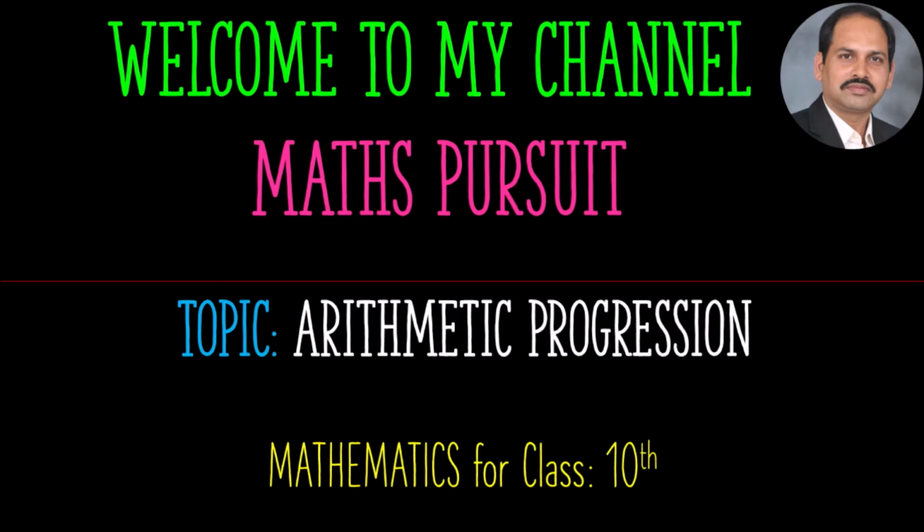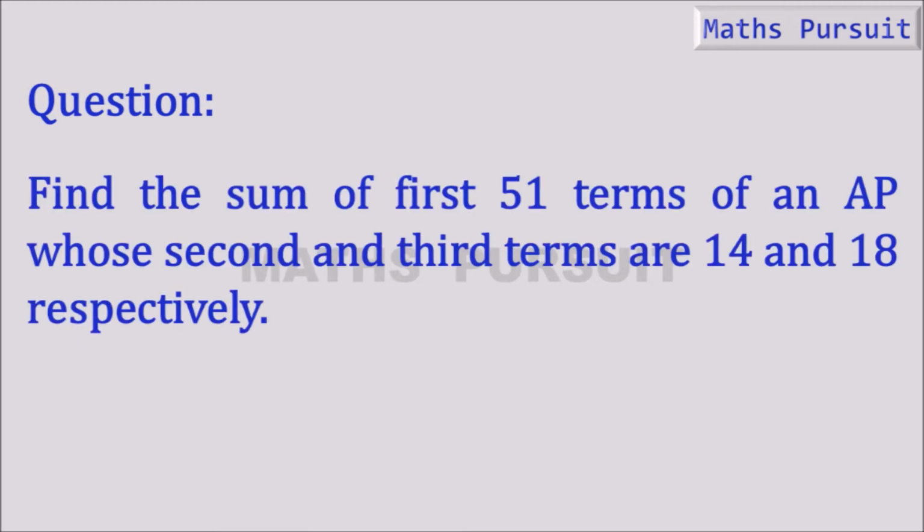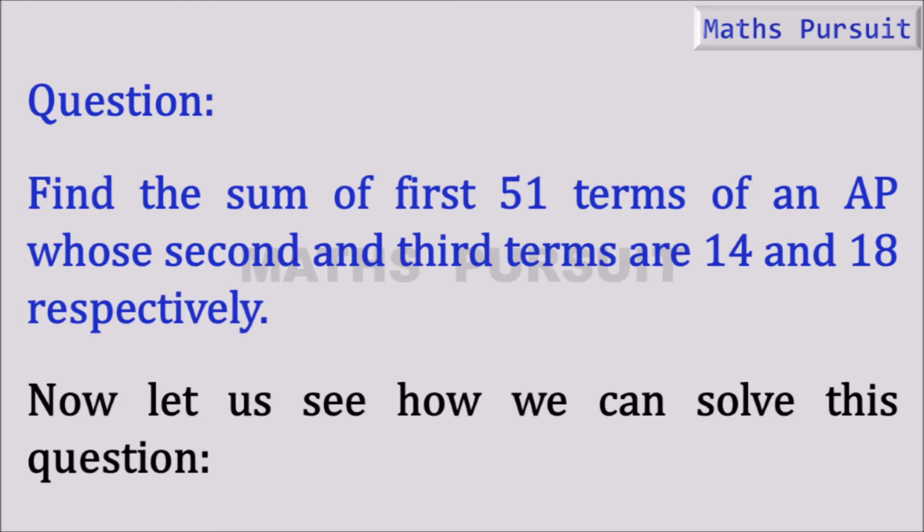Under today's topic arithmetic progression, let's see what is the question that we have. It is given: find the sum of the first 51 terms of an arithmetic progression whose second and third terms are 14 and 18 respectively. So let's see how we can solve this question.